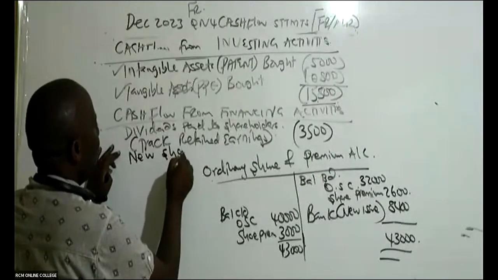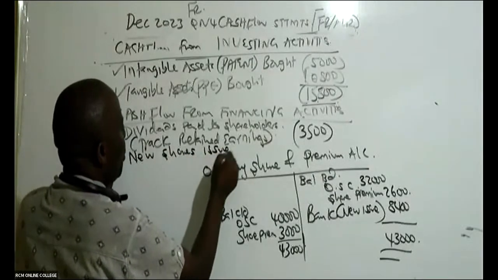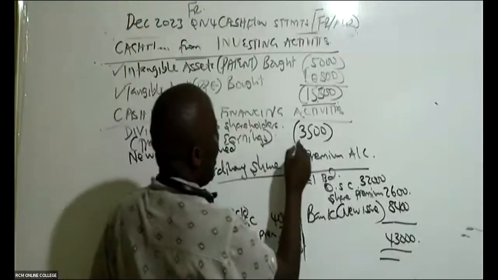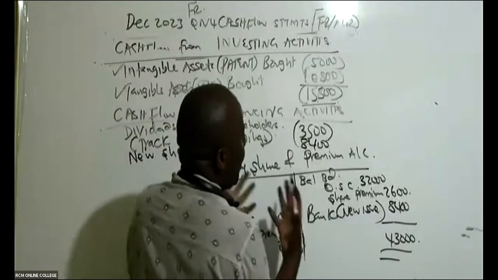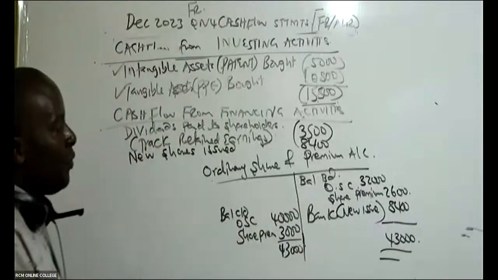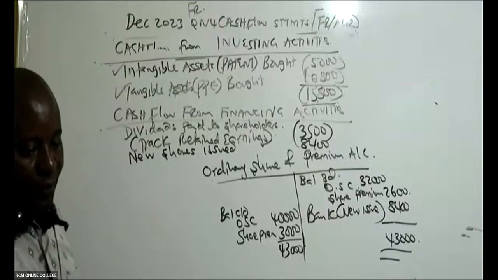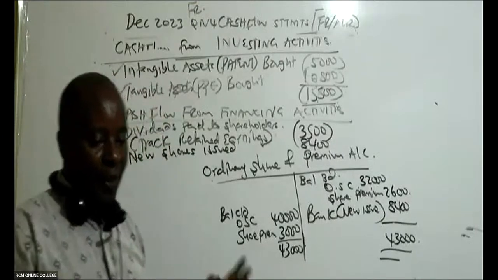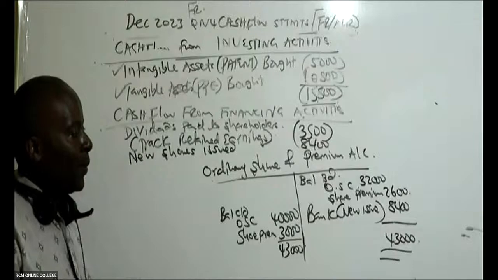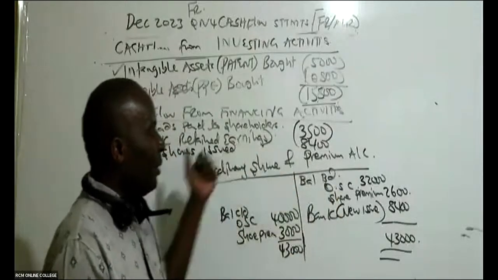New shares issued. So new shares issued, we have 8,400 positive because we received the money. New shares issued, 8,400. That's why we credited this account and then we debit our bank.